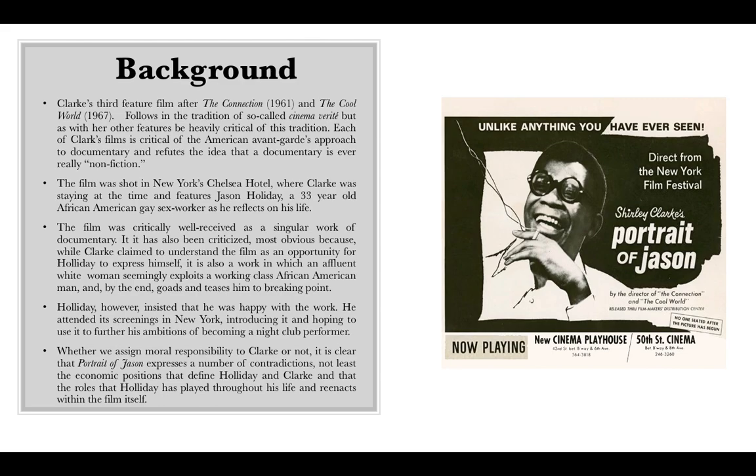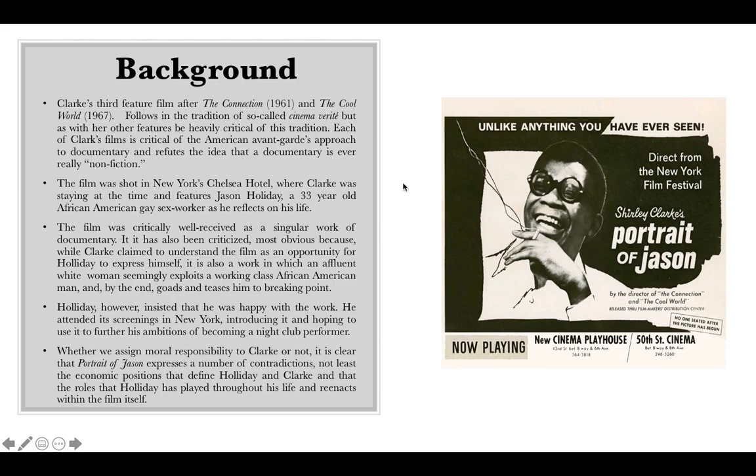But it's also been criticized for fairly obvious reasons, which is that on the one hand, Jason appears to have a lot of agency in the movie, but on the other hand, this is a film made by a wealthy white woman. Shirley Clarke came from a significant amount of money. Her family had a lot of money, and she was able to be an artist and to make films because of this. And she was a heterosexual white woman who, if we read the film in one way, is essentially exploiting a much more working class African American queer man in order to make something interesting, in order to make something unlike anything that anyone has ever seen.